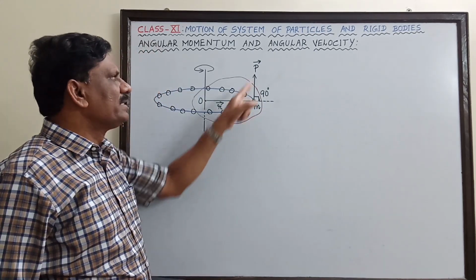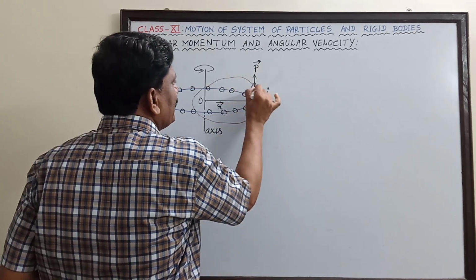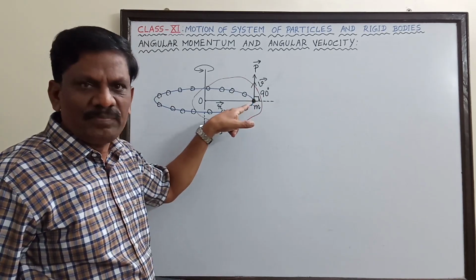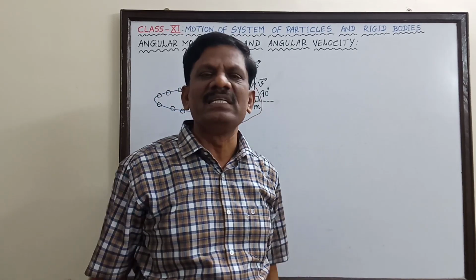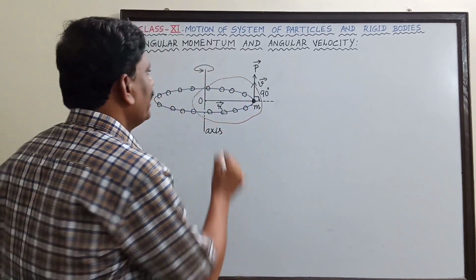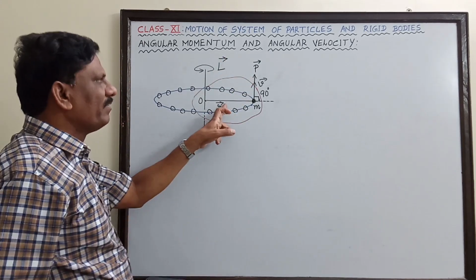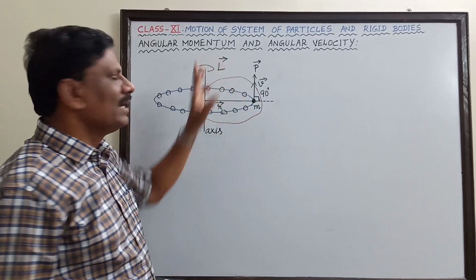Its linear velocity is v, which is tangential to the circular path. Along the same direction, the linear momentum P is also acting. And the angular momentum L vector is perpendicular to the r vector and the P vector. So L is upwards.